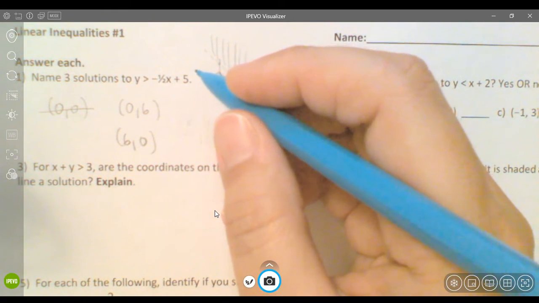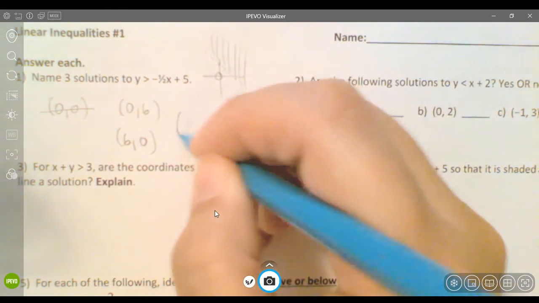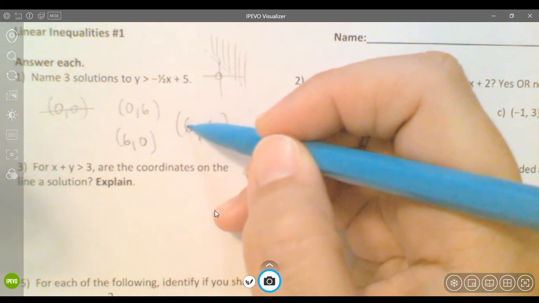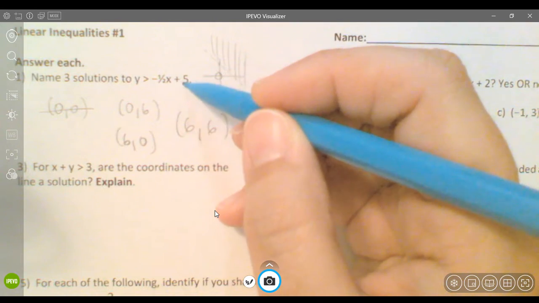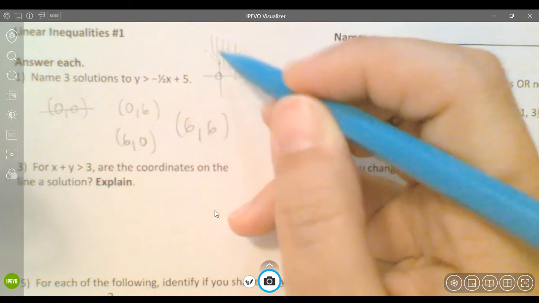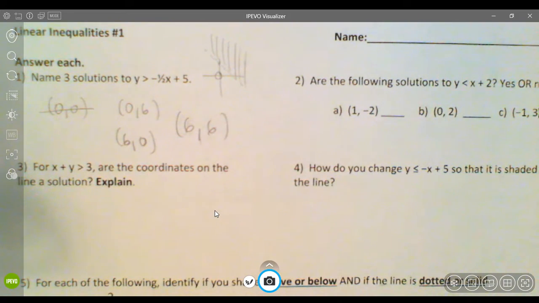Okay, let's pick 6. So negative 1/2 of 6 is negative 3. Negative 3 plus 5 is 2. Is 6 greater than 2? Yeah, it is. So anything in that region will work. All right.